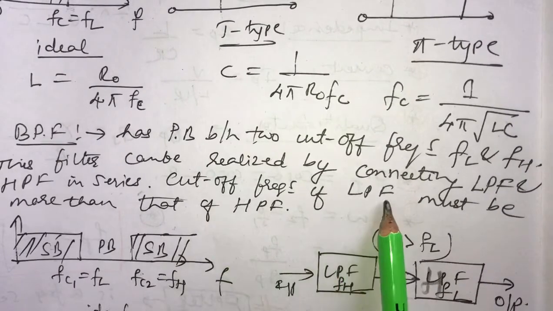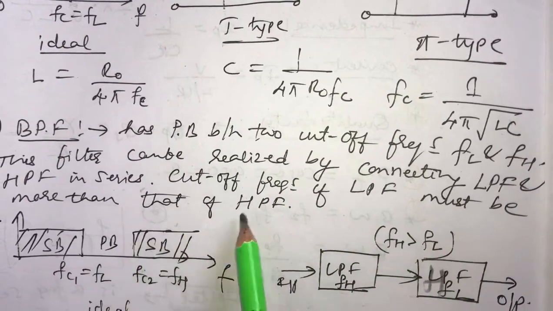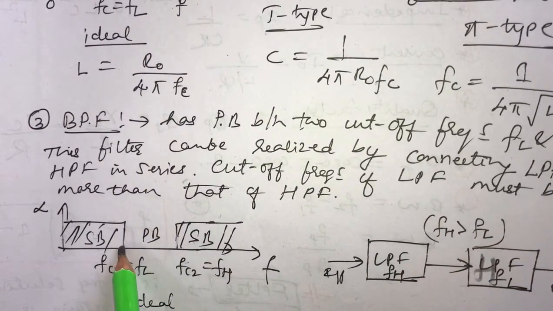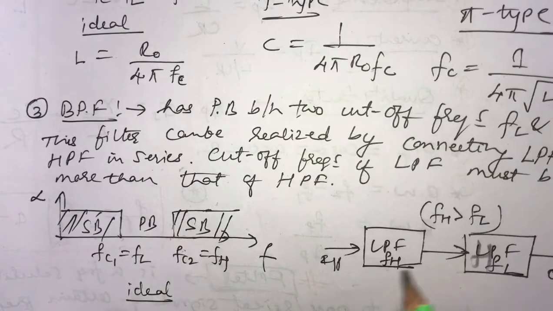And cutoff frequency of low pass must be more than that of a high pass. So for example, see that 0 to 5 kilohertz should stop, 5 to 10 kilohertz should pass, above 10 should stop. So the range we need is between 5 kilo to 10 kilohertz only passing, so this is a band pass. This is the ideal graph, what we expect.